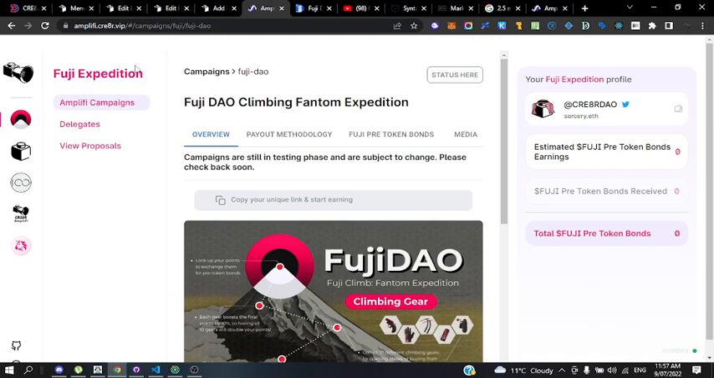What AmpliFi does is it gives you everything in a CRE8R DAO campaign, plus it makes it scalable beyond those limits. And the way that works is by incentivizing the sharing of content and referral links where anyone can participate.